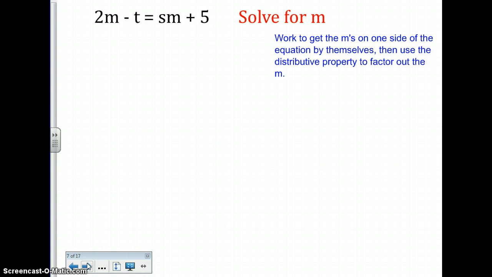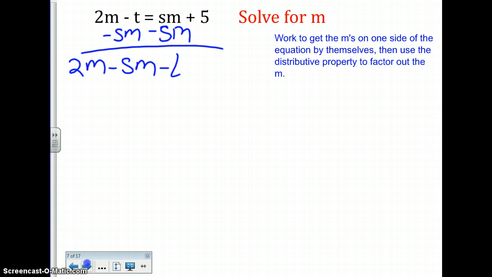Okay, looking at this one, we need to try and get all of the m's on one side of the equation. Once we do that, we're going to see that the s times m and the 2 times m presents a little bit of a challenge, and I need to reverse the distributive property to factor out the m's. So first I just want to get everything onto one side. I'll go ahead and subtract sm from both sides. When I do that, I go ahead and get 2m minus sm minus t equals 5.